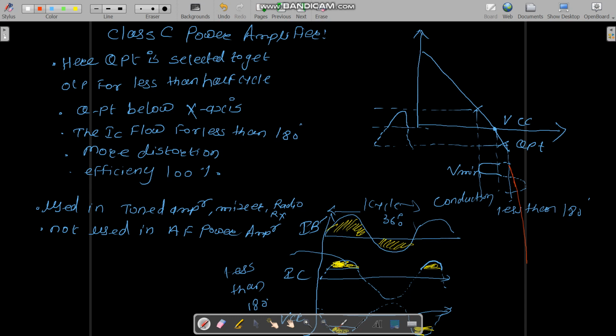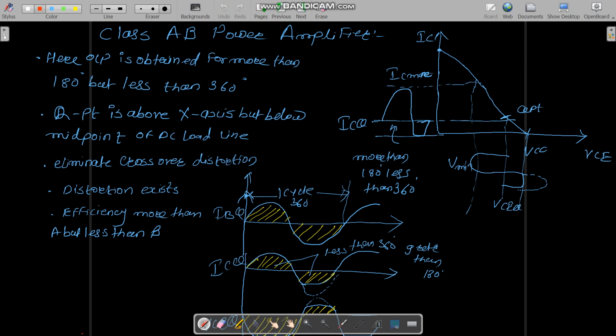The last type of power amplifier which we have to see is the class AB power amplifier. Here you can see the name is itself class AB. We know that in class A we select the operating point in the middle of the active region. For class B we select the operating point on the x-axis. In A we get output for the complete 360 degree, one complete cycle, whereas for B it is only for half of the cycle. Now I am selecting the operating point neither on A nor on B, but in between these two. That means my output will be more than class B but less than class A.